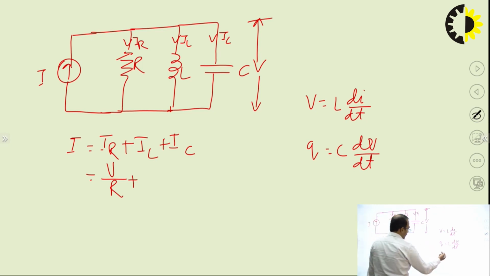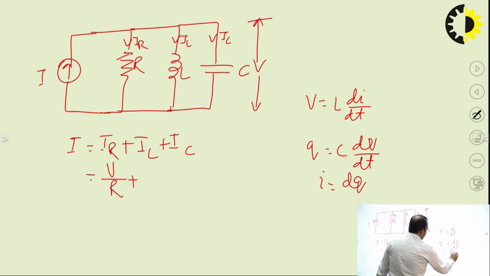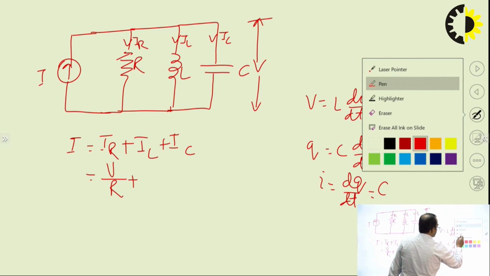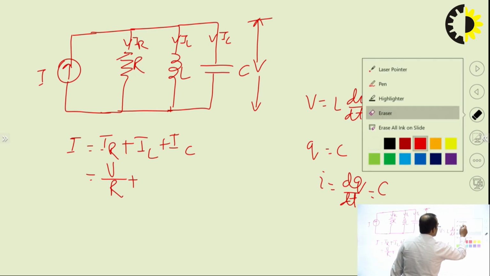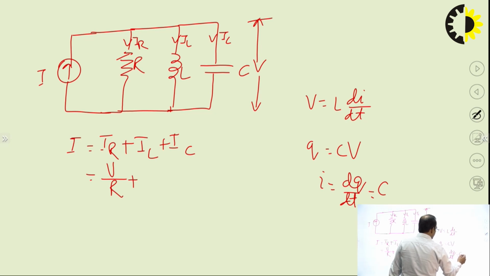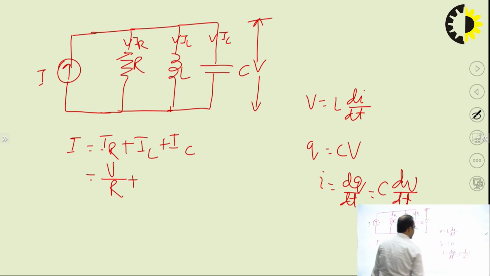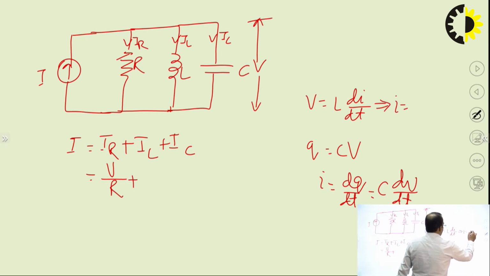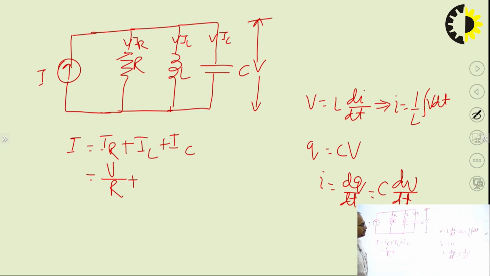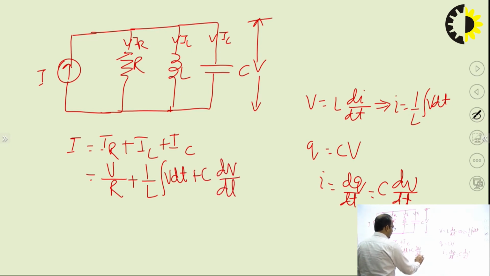In terms of voltage, I is equal to dq by dt. Q is equal to CV, so I is equal to C dV by dt. V is equal to L di by dt, so I is equal to 1 by L integration of V dt. IC is nothing but C dV by dt.